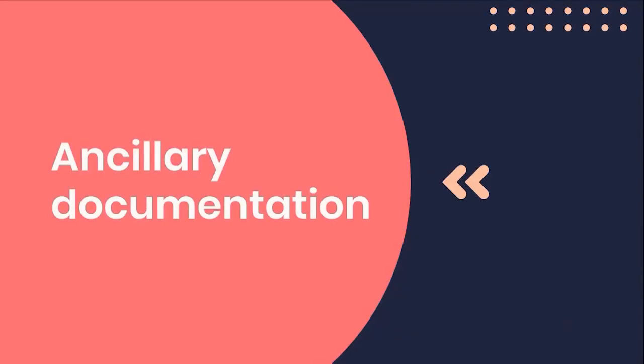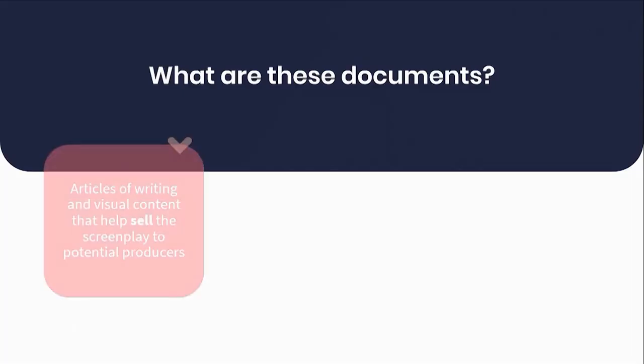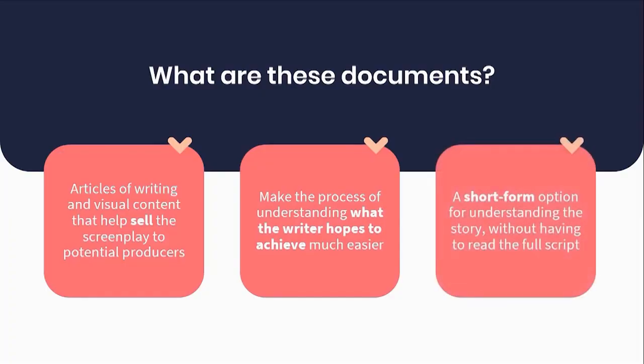And so we can now move on and look at the idea of ancillary documentation. What are these documents? What are these extra helpful documents? Well, they are articles of writing and visual content sometimes that help sell the screenplay to potential producers. So they are extra, but they're all designed to complement your screenplay, which is the main course. And these documents make the process of understanding what the writer hopes to achieve much easier. And they are a short form option for understanding the story without having to read the full script.